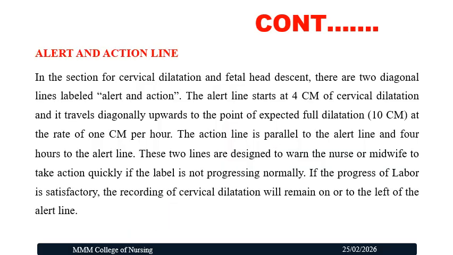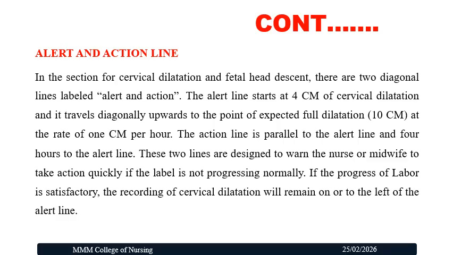Alert line and action line. So you can see 2 lines in the partograph. So usually we will be starting from the alert line. So alert line starts from 4 centimeter of cervical dilatation and it will be traveling diagonally upward towards the point of expected full cervical dilatation, which is nothing but 10 centimeter.